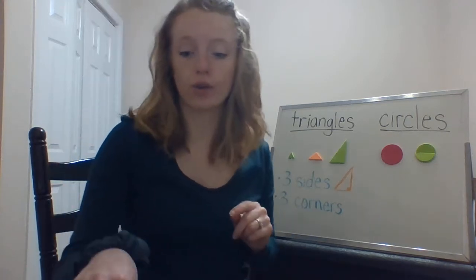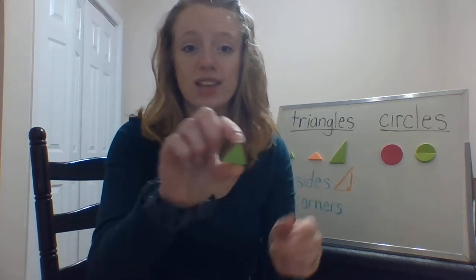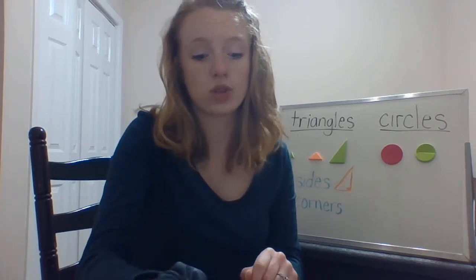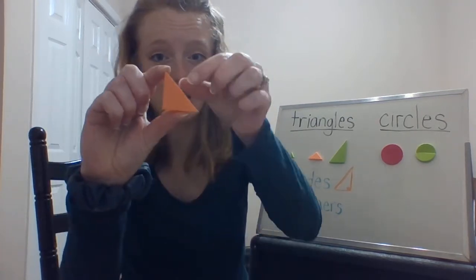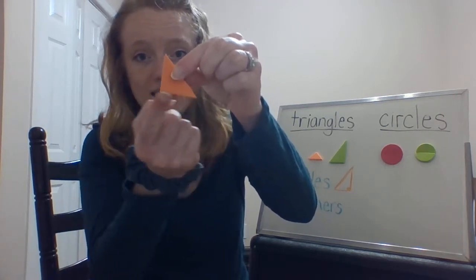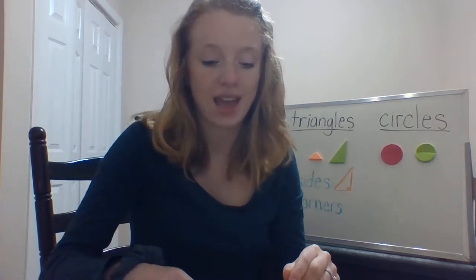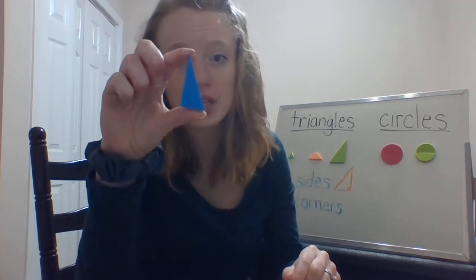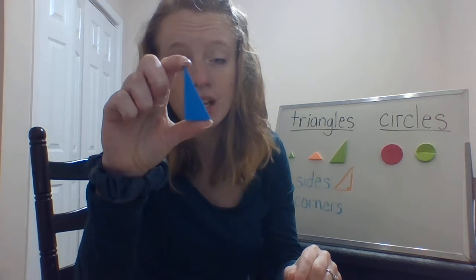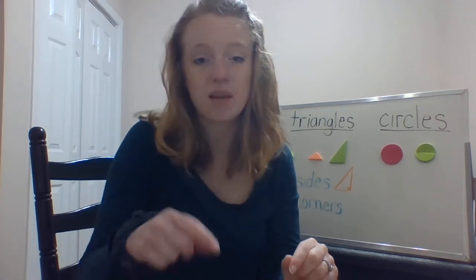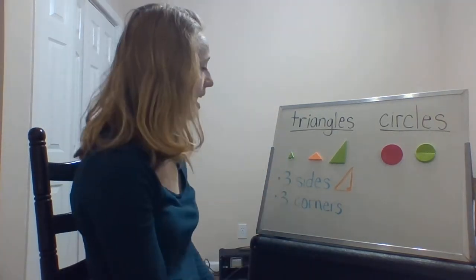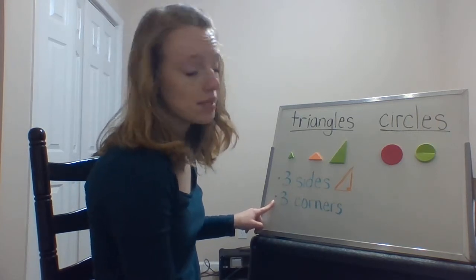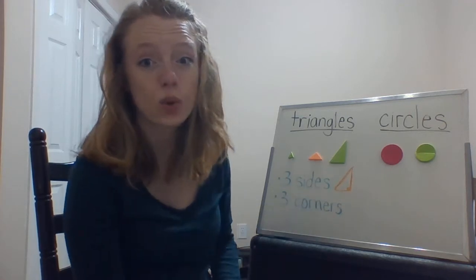So some triangles, all of the sides are the same length, like this one. Some triangles, 2 sides are the same length, like this one. And in some triangles, no sides are the same length. So it doesn't matter if the sides are the same length as long as your triangle has 3 sides and 3 corners. And sometimes a triangle might even have a square corner.